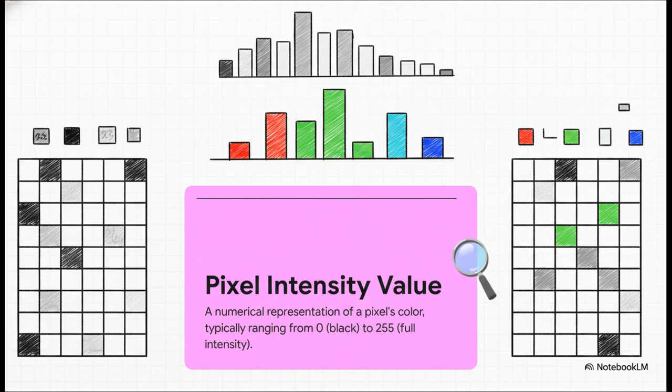But here's where it gets really interesting. For a computer, a pixel isn't red or blue. It's just a number. It's called a pixel intensity value. So in a simple black and white picture, you have one number for each pixel. 0 is pure black, 255 is pure white. For a color photo, you get 3 numbers for every single pixel. One for red, one for green, and one for blue.